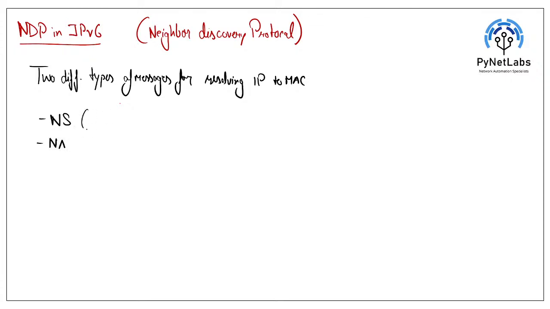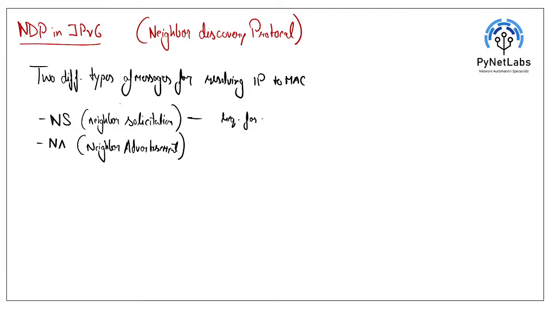So this NS means neighbor solicitation, and this is your neighbor advertisement. The solicitation message is a request for layer 2 address information, whereas the neighbor advertisement is the reply to the neighbor solicitation message.